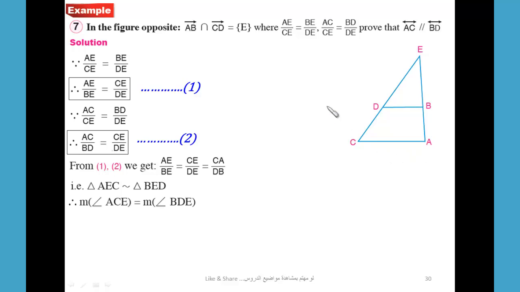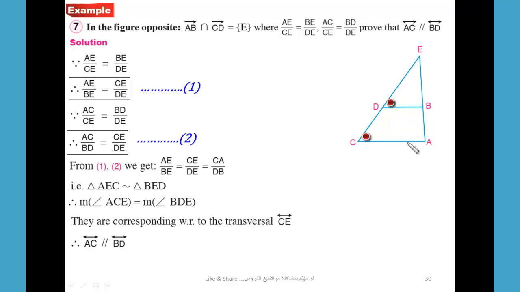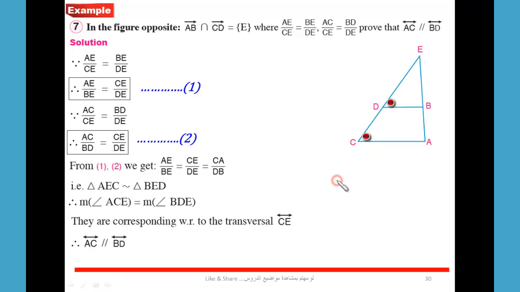Then we can write straight line AC is parallel to straight line BD, and they are corresponding with respect to the transversal CE. With respect to transversal CE, these two angles are in corresponding position. Then straight line AC is parallel to straight line BD.